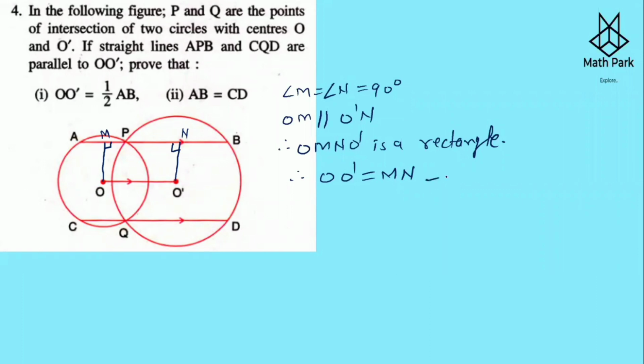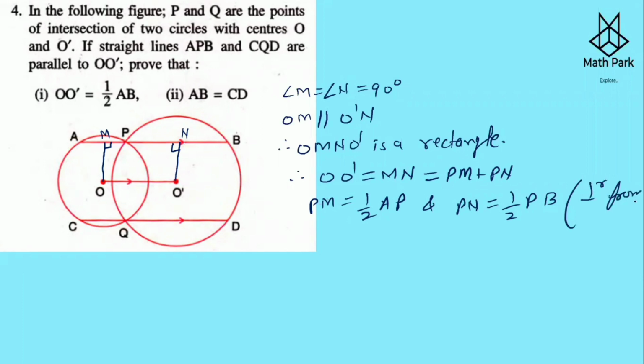And MN is nothing but PM plus PN. Now, PM is equal to half of AP, and PN is equal to half of PB, because the perpendicular from the center bisects the chord. Which chord? AP is the chord of the smaller circle and PB is the chord of the bigger circle.